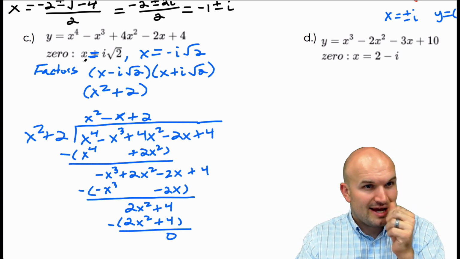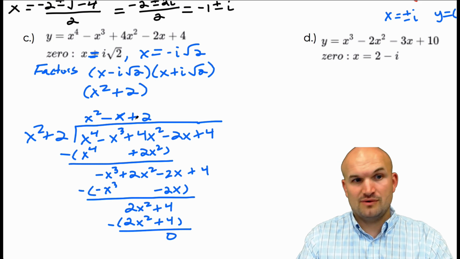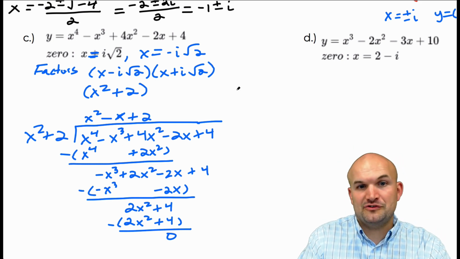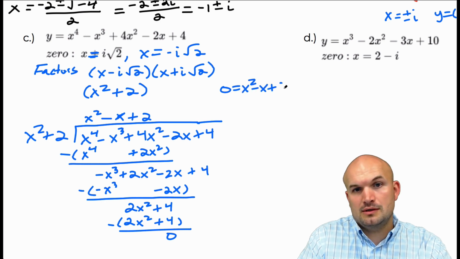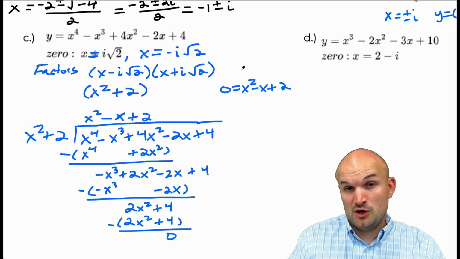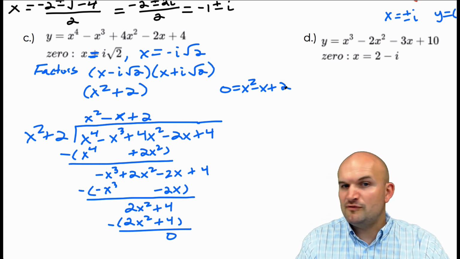So, right now we have x equals i square root of 2 is a 0, x equals negative i square root of 2 is a 0. And then I have this as my other factor, so let's set my other factor equal to 0. And you can see it's a quadratic trinomial, so we want to factor it, and if it's non-factorable, then we're going to have to use the quadratic formula.